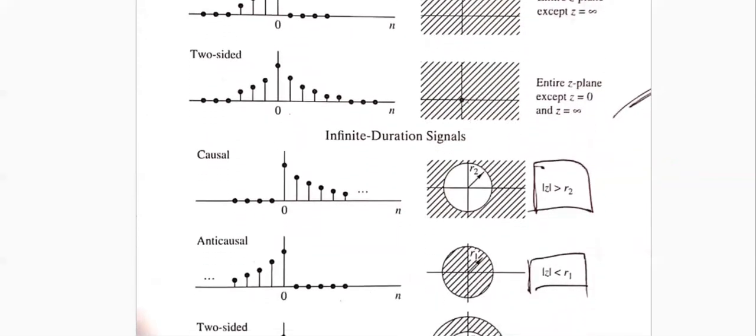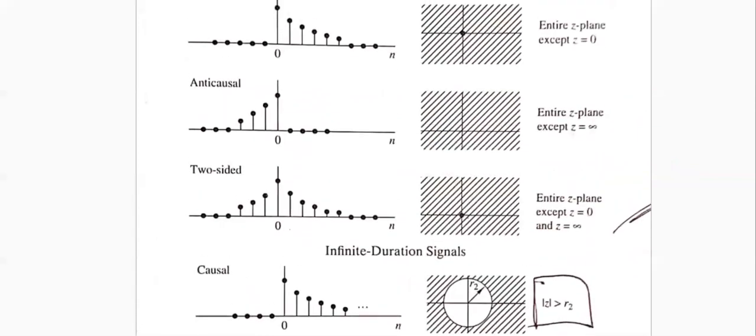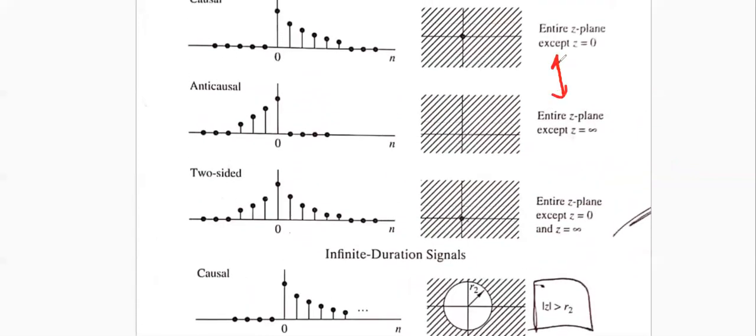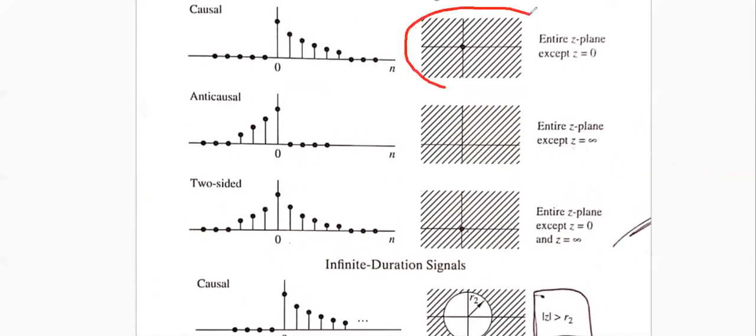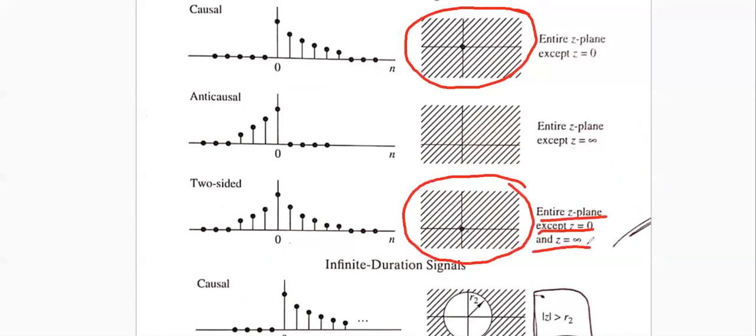Two-sided sequence, of course, whenever we are merging these two, the two limitations will be there. So the entire z-plane except z equal to 0 and z equal to infinity. Those are not the solution, and that's why we are putting a dot there. So if you can see, this one and this one look exactly the same, but you need to differentiate between the expression written here.